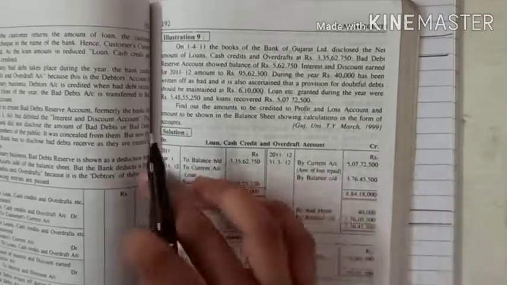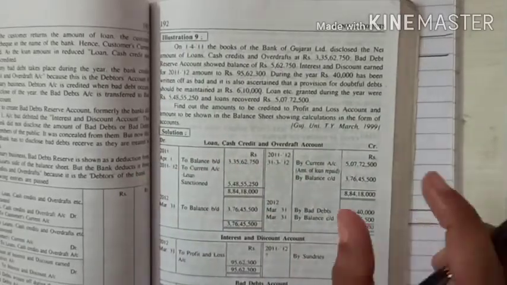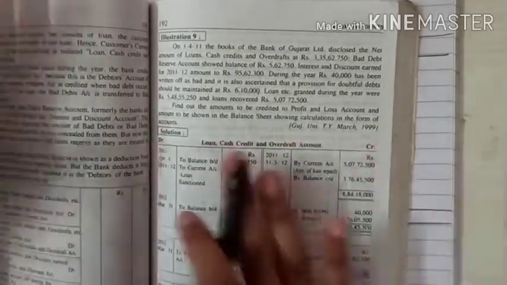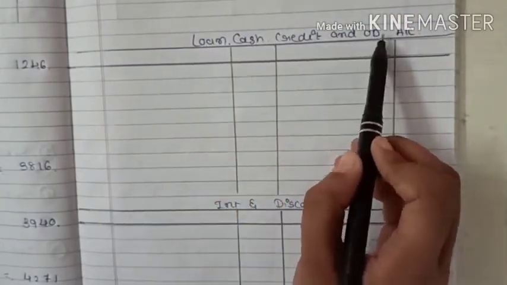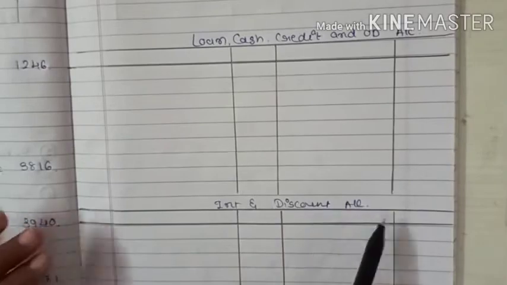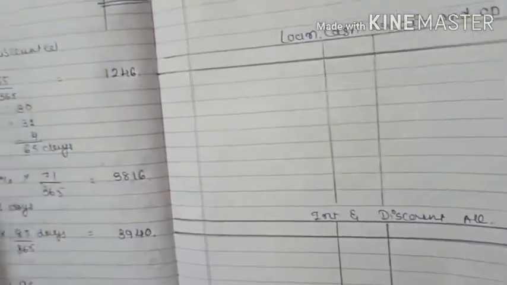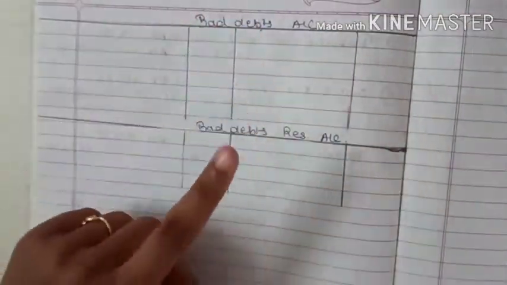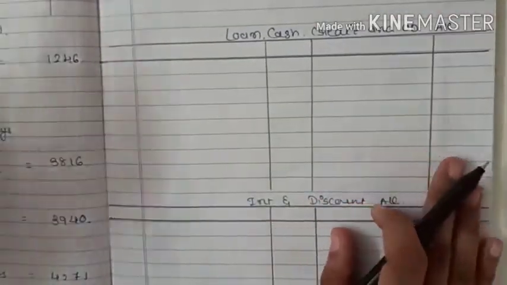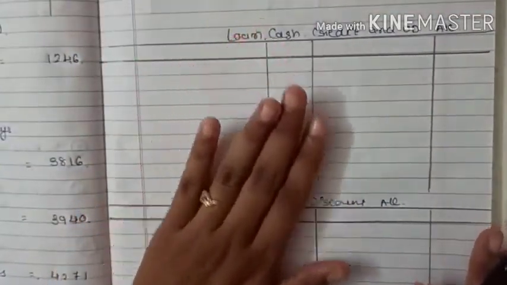balance sheet, the last balance of each and every account. For that we have to make four accounts: loan, cash credit and overdraft account; interest and discount account, on which we have earned interest and discount on the loans; and bad debts account and bad debt reserve account, right? So the first step is to write down the balances of the various accounts.